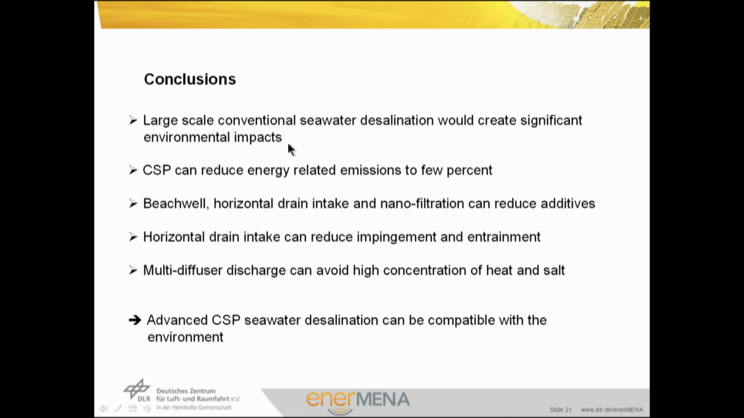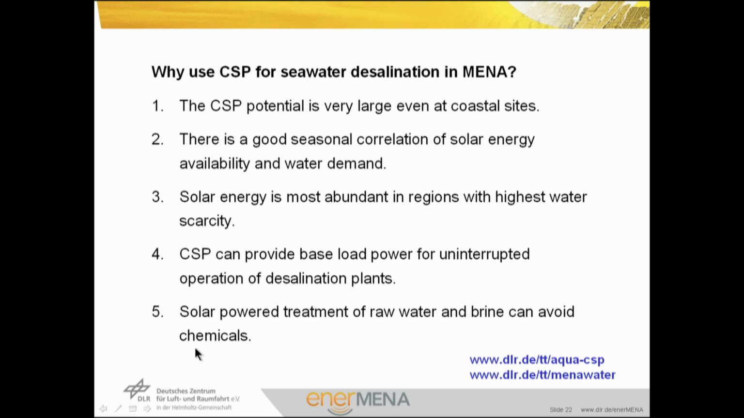Conclusions. Large-scale conventional seawater desalination would create significant environmental impacts, but CSP can reduce energy-related emissions to a few percent compared to the conventional systems. Beach well horizontal drain intake and nanofiltration can reduce the chemical additives. Horizontal drain intake can reduce impingement and entrainment of organisms. And a multi-diffuser discharge can avoid high concentration of heat and salt in the water after discharge. So the advanced CSP seawater desalination can be compatible with the environment, even if it is applied at a very large scale. Why use CSP for seawater desalination in the MENA region?